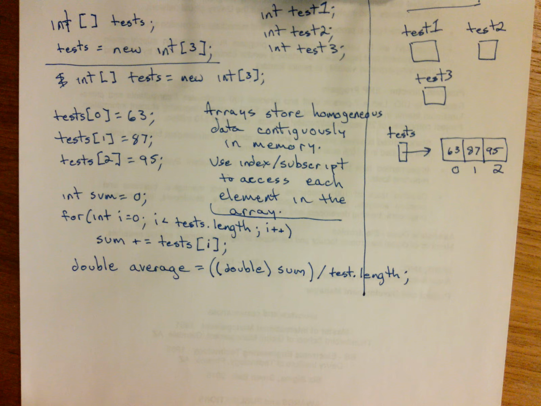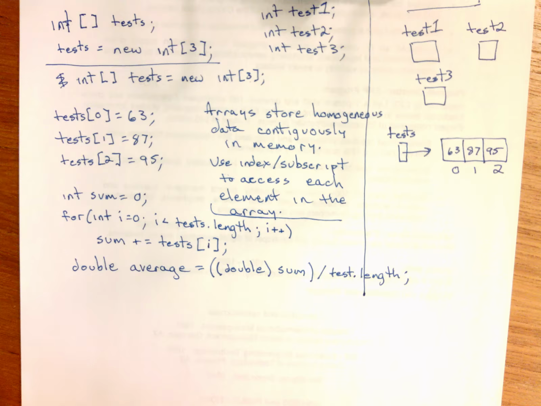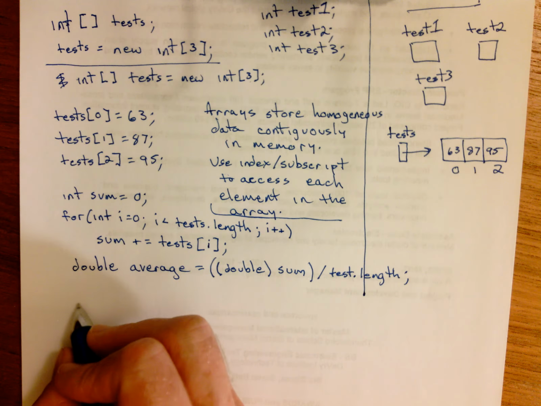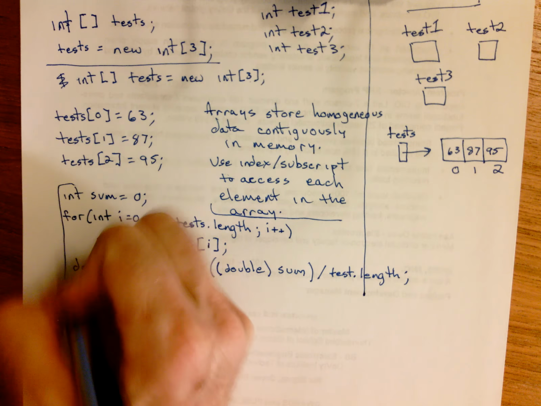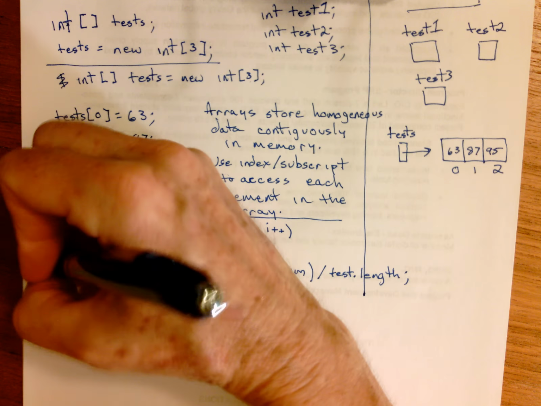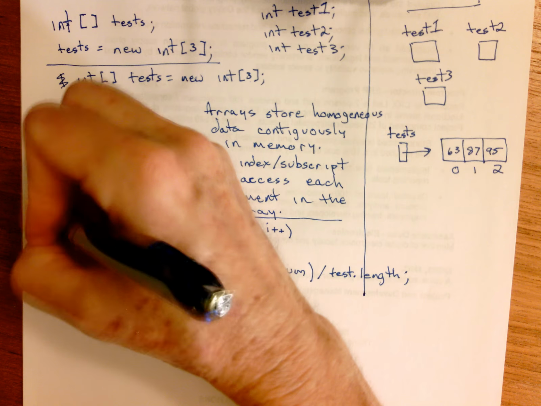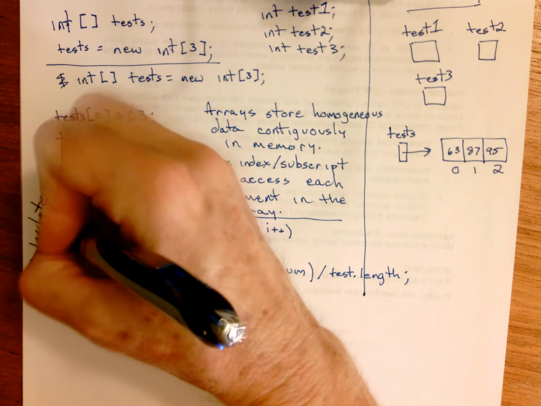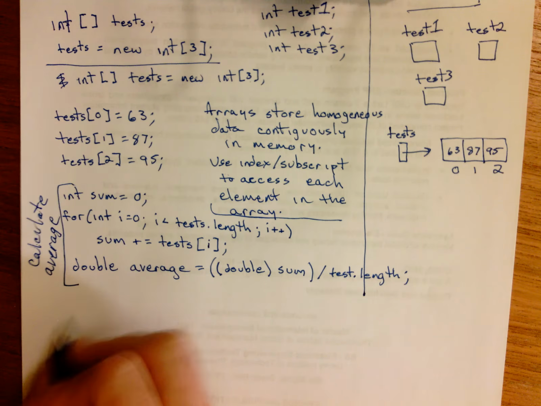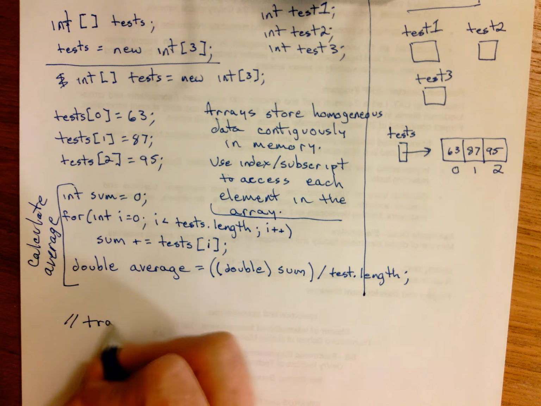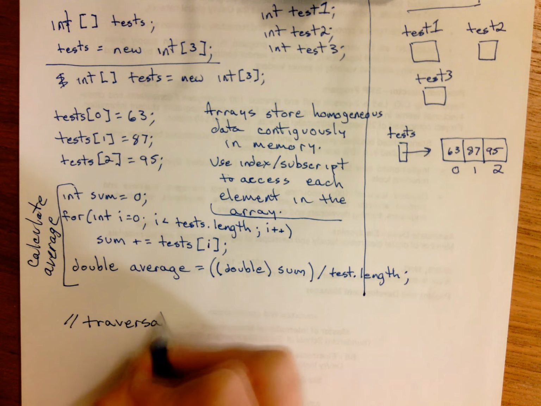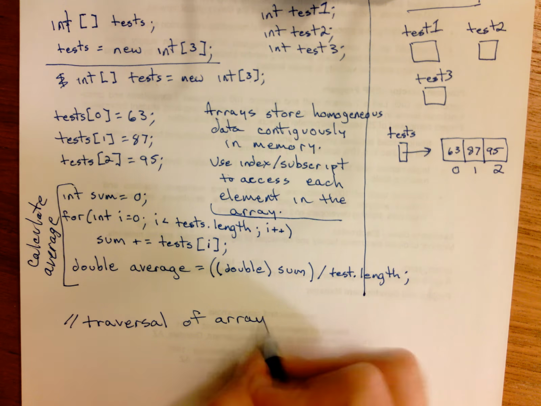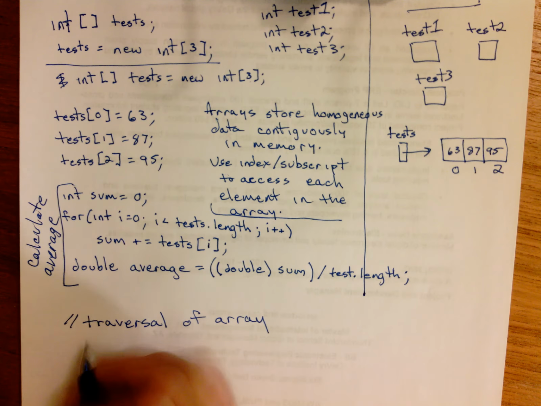If you wanted to output all of the elements in the array, how might you do that? It's a similar traversal algorithm. So this algorithm right here is for calculating the average. And here this algorithm is going to be for a traversal. A traversal means that you start at the beginning and you visit each element until you get to the end. So this is a traversal algorithm.